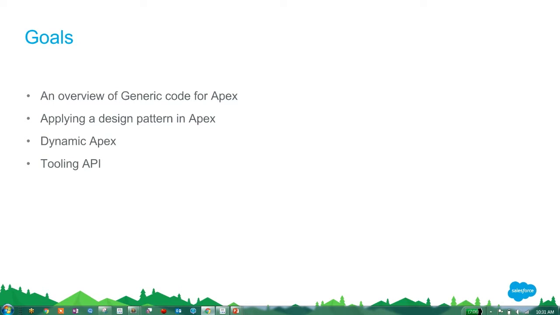We're going to talk about applying design patterns in Apex and highlighting one of them. We're going to talk a little bit about dynamic Apex and how that lets us genericize methods to be able to write methods that can handle any type of SObject. And then we're going to wrap up with a tooling API that lets us generate code at runtime.